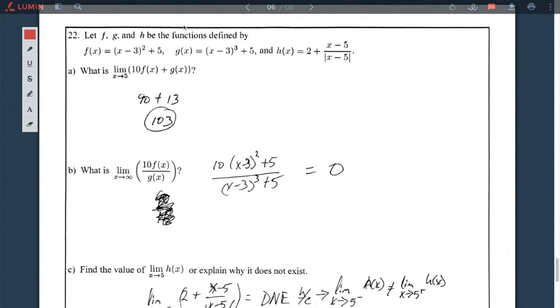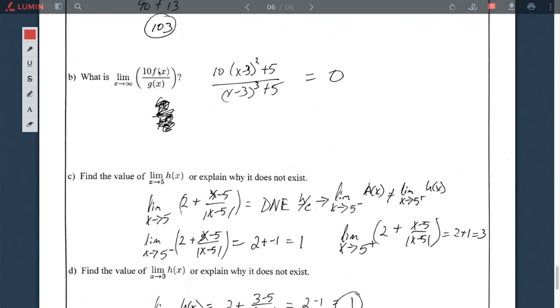All right, we got f, g, and h right here, and we want to find these limits. So limit as x approaches 5 of 10 times f of x plus g of x. So f of x is right here. I'm going to plug 5 in. 5 minus 3 is 2. 2 squared is 4. 4 plus 5 is 9, and then I multiply by that 10, so that's where I got 90 from. And then plus g of x. So I plug in 5 and g, so 5 minus 3 is 2, 2 cubed is 8, 8 plus 3 is 13. Put those 2 together, I get 103.